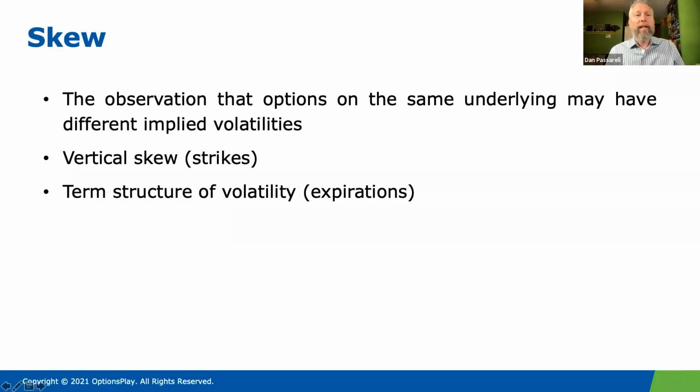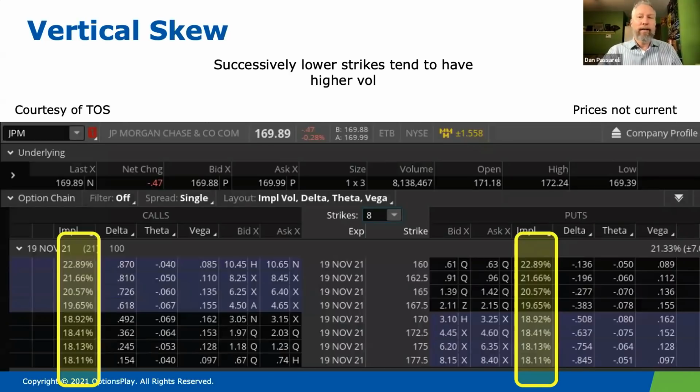Volatility skew is the observation that options on the same underlying may have different implied volatilities. And when I say they may have different implied volatilities, I mean they always have different implied volatilities. Now, there's two types of skew. There's vertical skew, which is the skew among the different strikes, and then there's the term structure of volatility, also called horizontal skew, which is the difference of options with the same strike, but over different expirations. Let's take a look at how this works.